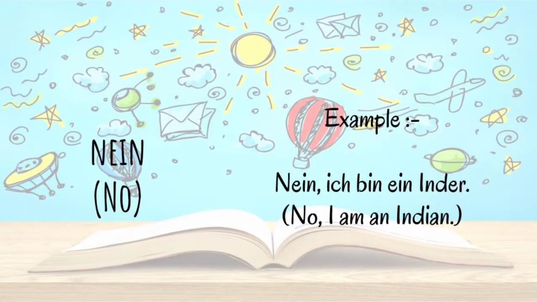Nein, which means no. Now, let's look at the example. Nein, ich bin ein Inder, which means no, I am an Indian.